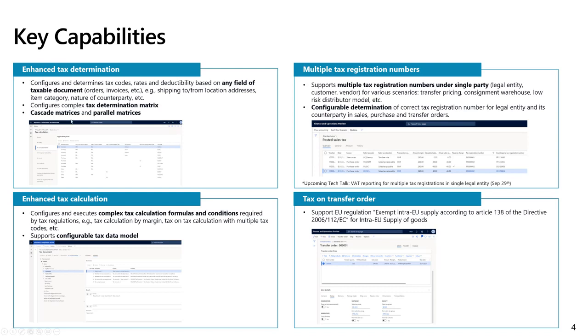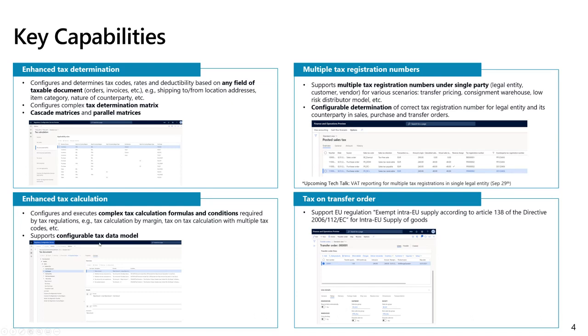So with this mechanism, you can build very powerful determination rules here. And we also have some advanced features, like what we call the cascade matrix. So you can use the output of one matrix as the input of another matrix to further determine more information here.